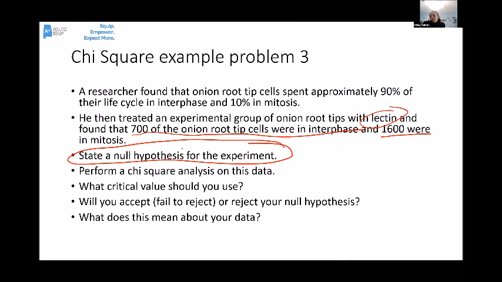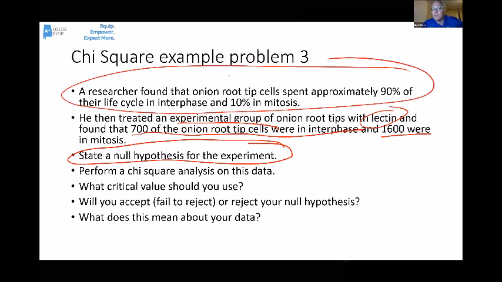There is no statistically significant difference between the number of cells in interphase and those in mitosis between our experimental group and our theoretical population, or however you want to state that. There's no difference between these numbers and these numbers is essentially what we're saying. So next we want to do a chi-square value.